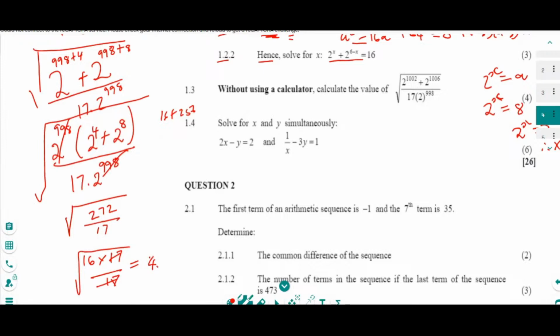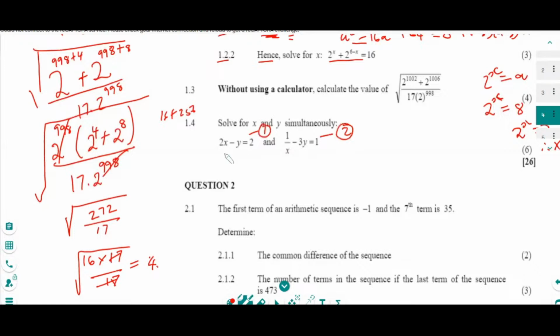Then with 1.4, solve for x and y simultaneously. This should be free marks. As long as you maintain the consistency and the steps, you should be able to obtain all the marks. So I have two equations. 2x minus y is 2, and then 1 over x minus 3y is equal to 1. From the two, I can always look for one that I can easily manipulate. This is my equation 1, and this is my equation number 2.